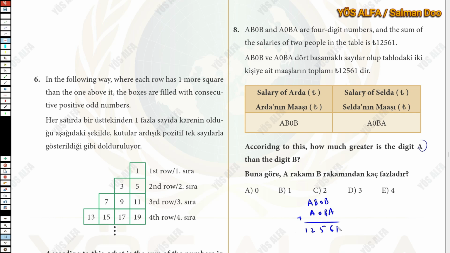So B plus A is 1. I'm going to assume that it is 11. So we'll have 1 over here. B plus 1 is 6, which means B is 5. So 5 plus 0 is 5. A plus A is 12. So A must be 6. So everything checks out, which means our initial assumption was correct. So A is 1 larger than B. So the answer is B.